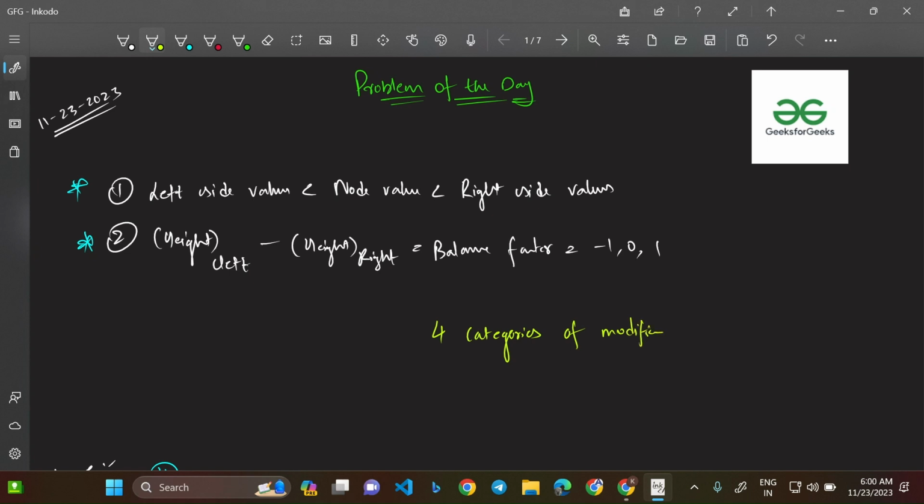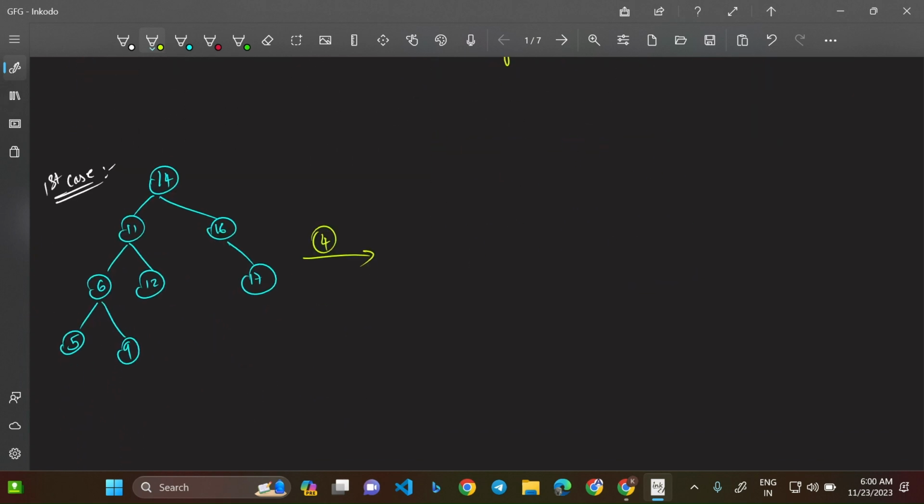So what are those modifications? We'll see that right now. Okay, so this is the first case, that is, the first modification. We'll identify what the modification is, what changes we are making, and we'll name it also at the end of this first case dry run.